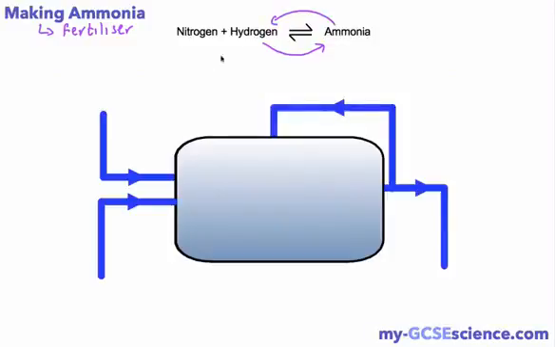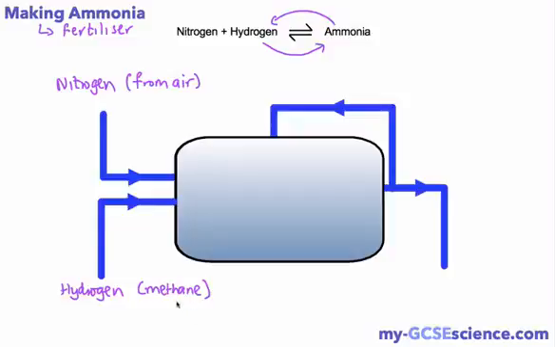So the two raw materials that we need are nitrogen, and nitrogen comes from the air. The raw material that we use for nitrogen is the air, and hydrogen, which is the other material that we need, comes from natural gas, which is methane. And as you know, methane is CH4, so it contains hydrogen, and we can actually extract that hydrogen, or remove the hydrogen from that molecule, and use it in this process.